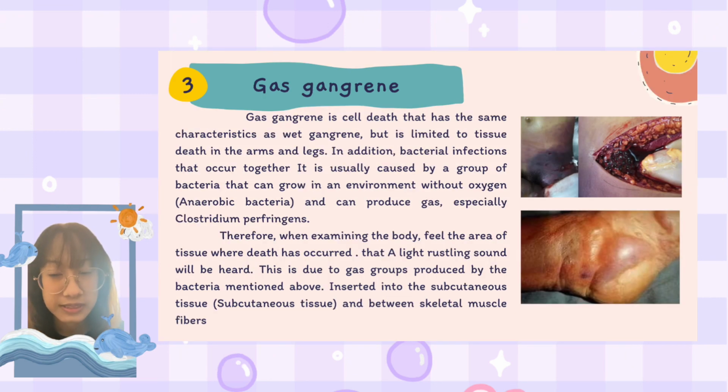Gas gangrene. Gas gangrene is cell death that has the same characteristics as wet gangrene, but is limited to tissue death in the arms and legs. The bacterial infection that occurs together is usually caused by a group of bacteria that can grow in an environment without oxygen, called anaerobic bacteria, and can produce gas, especially Clostridium perfringens.